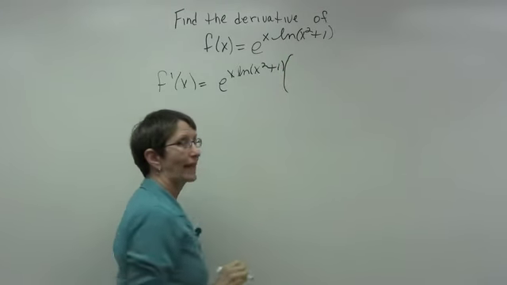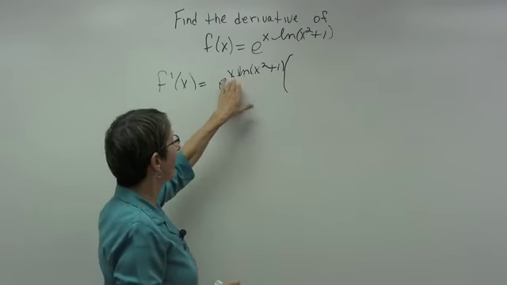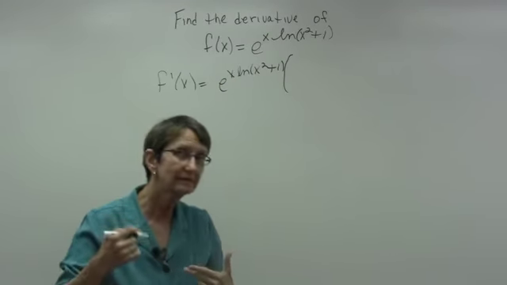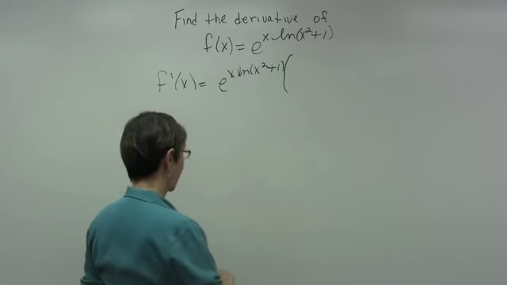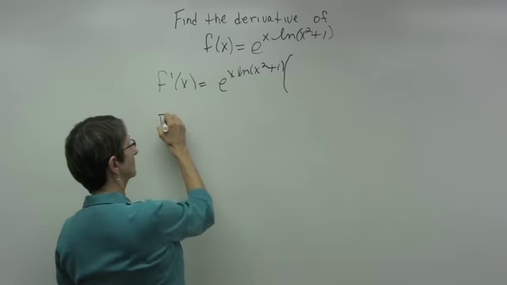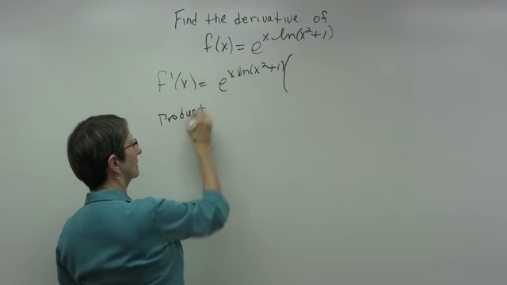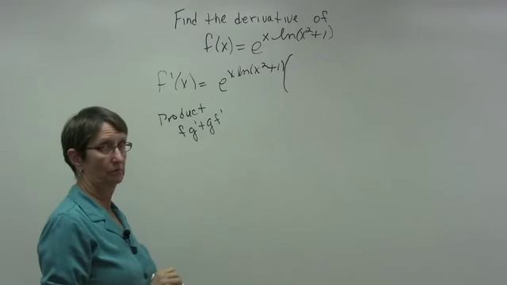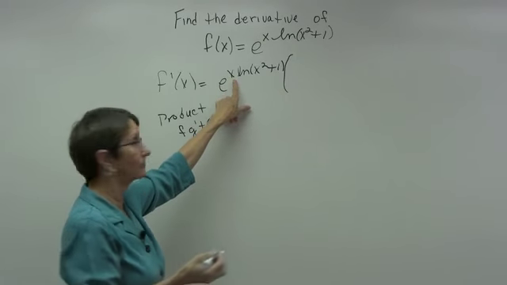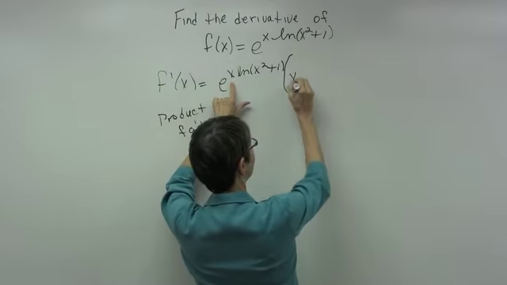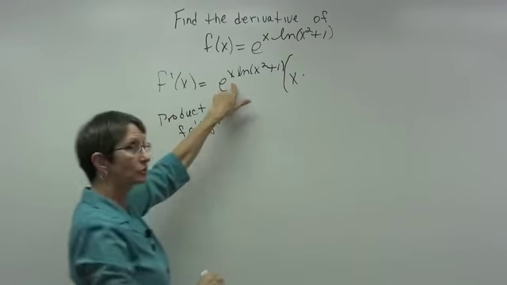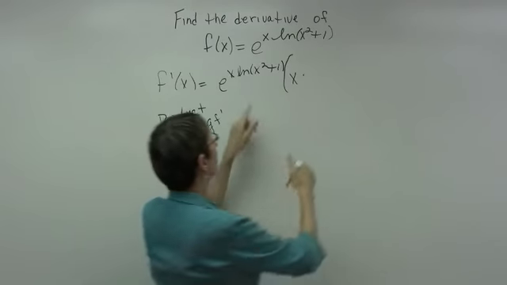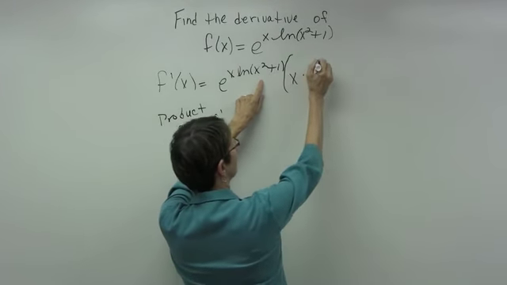Then we have to take the derivative of x times ln of x squared plus 1, and that means product rule. So product, first times derivative of the second plus second times derivative of the first. The first is just x. So we'll do x times, and when I want to take the derivative of a natural log, the rule for natural log is 1 over u. 1 over everything that's inside here.